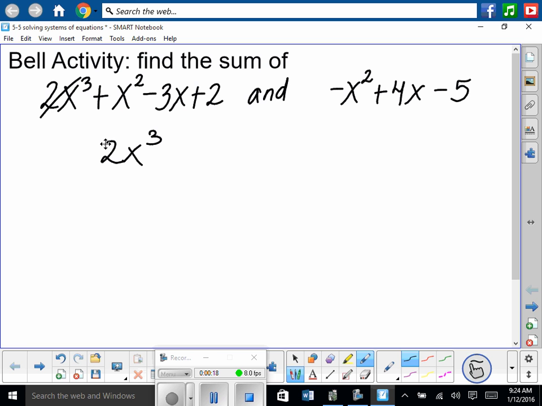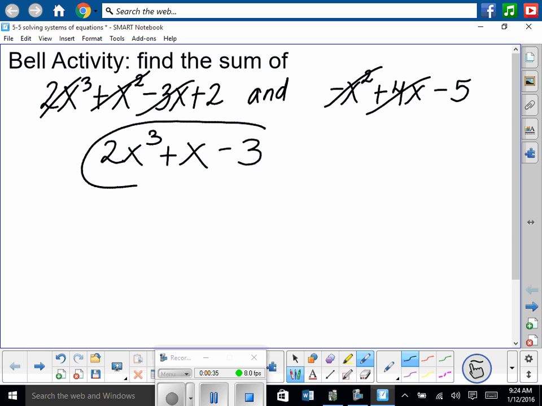I'm going to cross them out as I go. X squared plus negative x squared is 0x squared. So we don't write it. Very good. Negative 3x plus 4x is plus 1x. So I'm going to write plus x because we're advanced. We're going to write plus x instead of plus 1x. Positive 2 plus negative 5 is minus 3. How many of you got 100% correct?